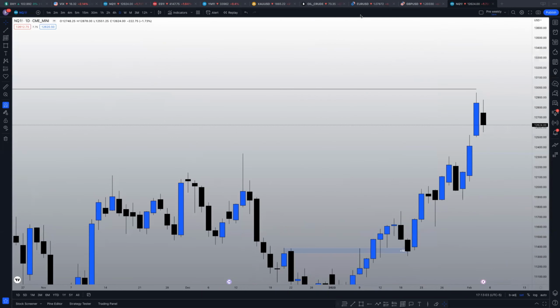NAS is stronger, so if ES makes its way all the way down into that propulsion block, we're likely to see NAS get stalled up inside of this volume imbalance here. It's not really a volume imbalance because this candle hasn't traded down into this yet. So this definitely needs to be sought out, but if NAS stays the strongest, we're not going to see it trade down into this order block. It's going to stay above that and then rip higher.